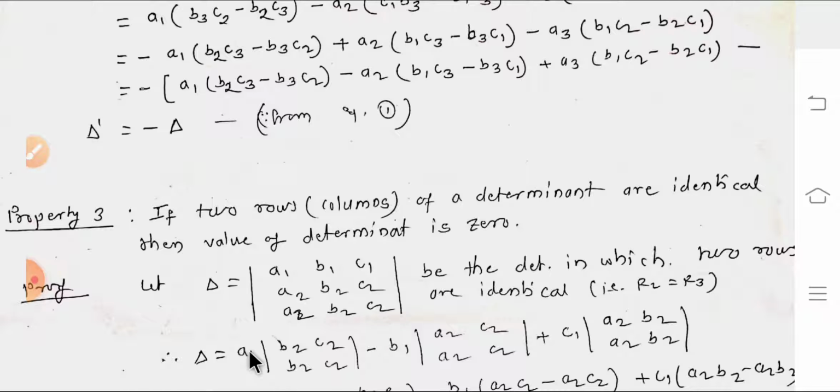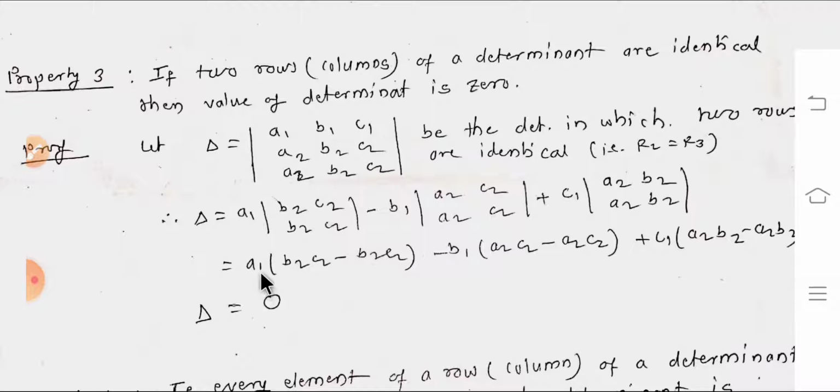So now when you expand this, delta equals a1 into determinant of b2 c2 b2 c2, minus b1 into determinant of a2 c2 a2 c2. That is b1, neglecting first row and second column. Again plus c1 into determinant of, neglecting first row and third column, a2 b2 a2 b2. So expanding this, we have a1 into bracket b2 c2 minus b2 c2, minus b1 into bracket a2 c2 minus a2 c2, plus c1 into bracket a2 b2 minus a2 b2.